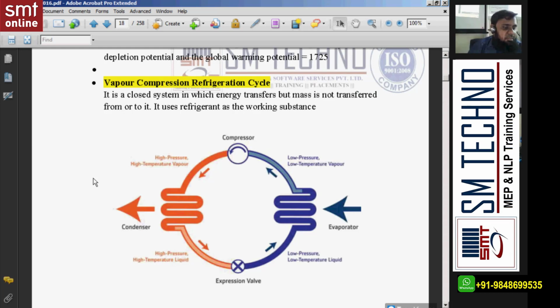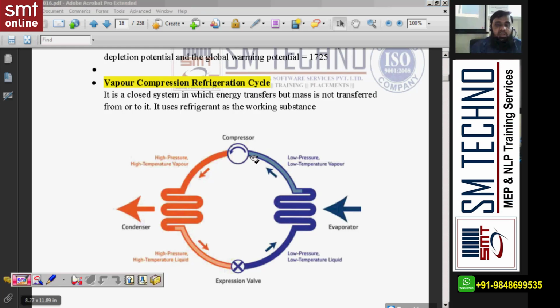The major components, as you can see, start with the compressor, in order. First is the compressor, second is the condenser, third is the expansion device, and fourth is the evaporator. So we start with the compressor. What happens inside the compressor? Listen on screen, online classroom. Inside the compressor you will find the refrigerant in gas state. Remember, in the compressor you will find the refrigerant in gas state.